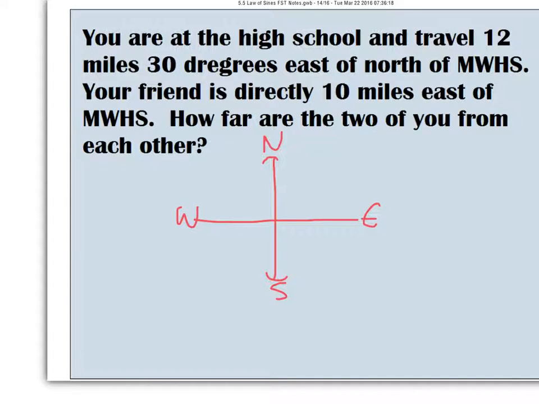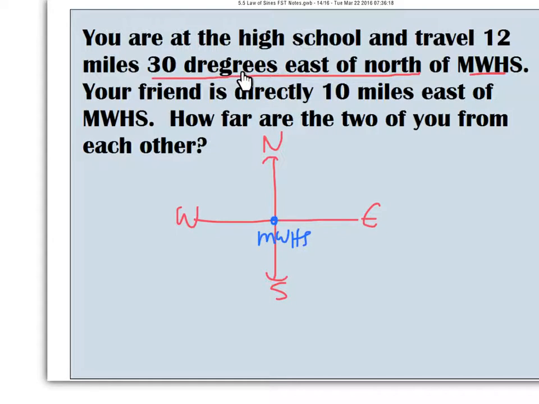It says here we're at the high school and we travel 12 miles, 30 degrees east of north of the high school. So what you want to do is have your starting point be right in the middle of the compass. So let's have the high school be the starting point, and we're going to put that right here. Mound Westonka High School. Now the key here is we're going to travel 12 miles, but what direction do we go?